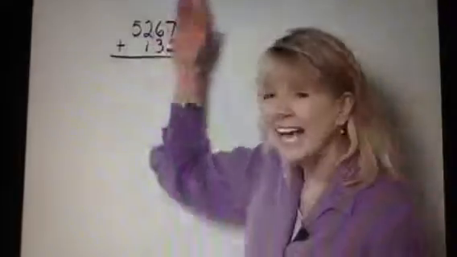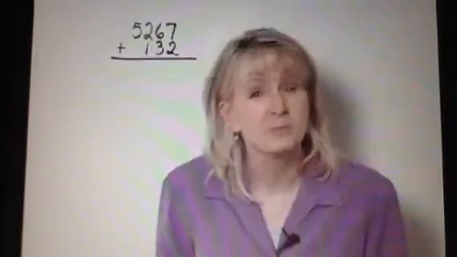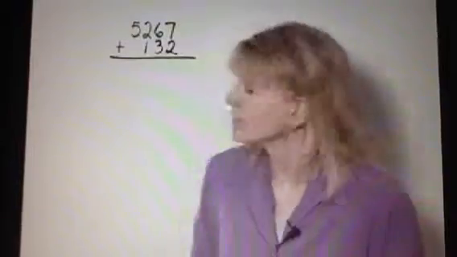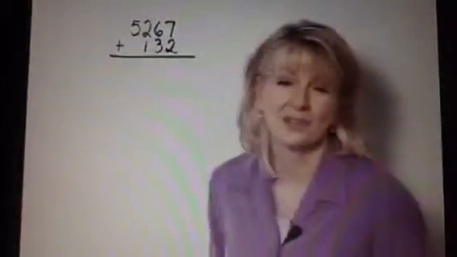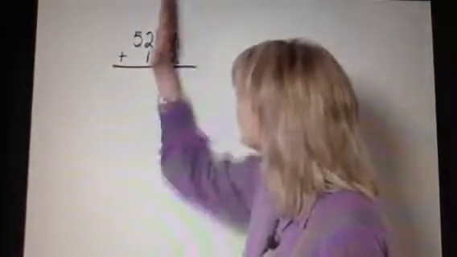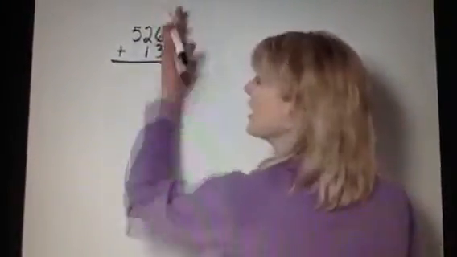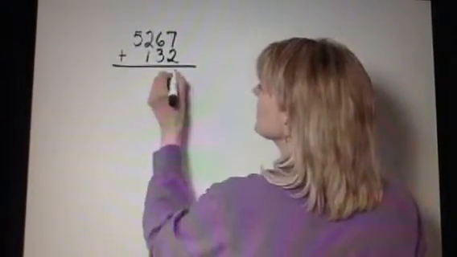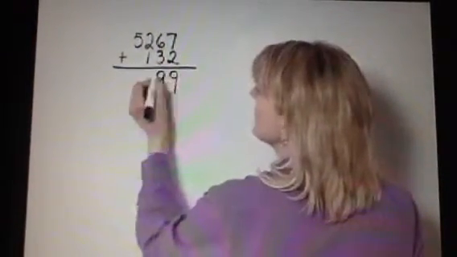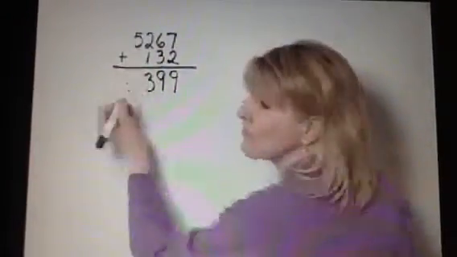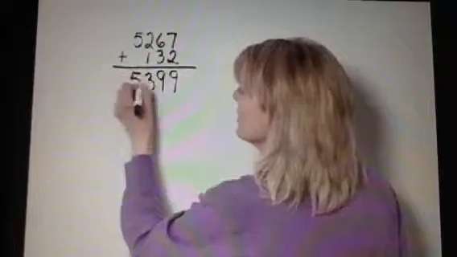So, how do we add whole numbers? We line up place values and we add from right to left. So let's add 5,267 and 132. Notice I've lined up place values and now we'll add from right to left, and we'll add vertically. 7 plus 2, that's 9. 6 plus 3 is 9. 2 plus 1 is 3. And 5 plus 0, I just bring down the 5. The sum is 5,399.